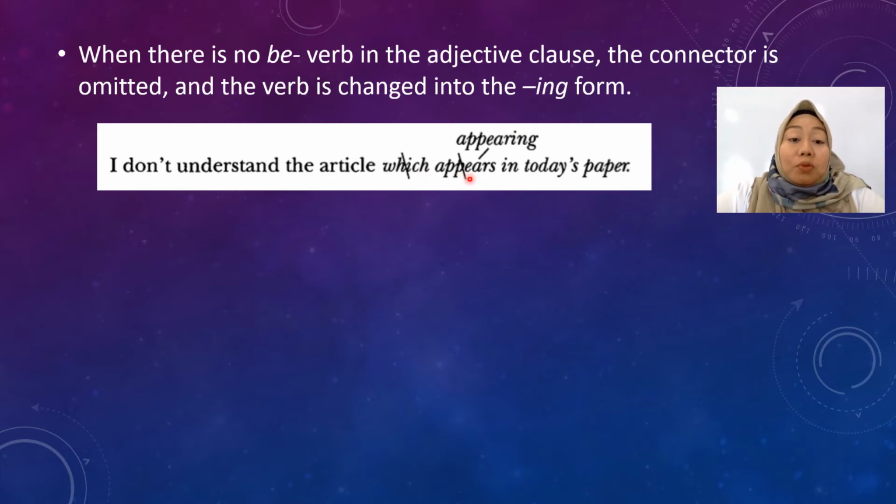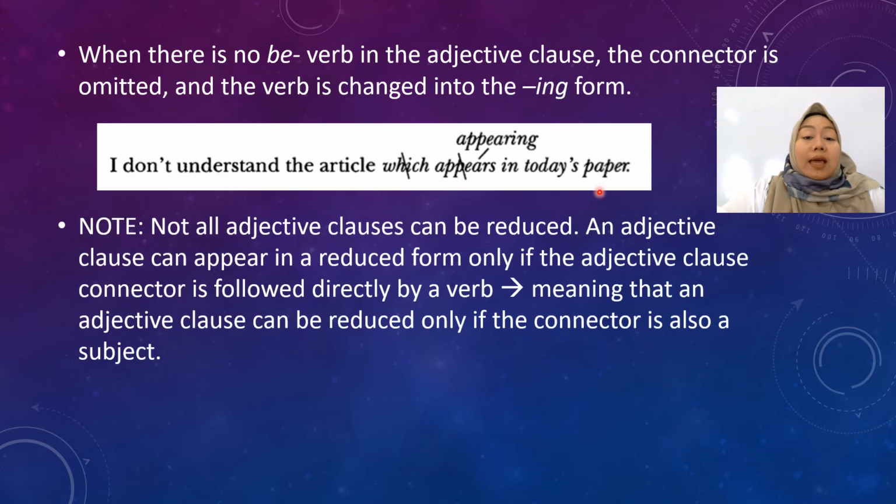So we want to reduce this form. If you want to reduce this form, then we will omit the adjective clause connector and change the verb into the verb -ing. So this sentence becomes, I don't understand the article appearing in today's paper. Okay, appearing in today's paper.